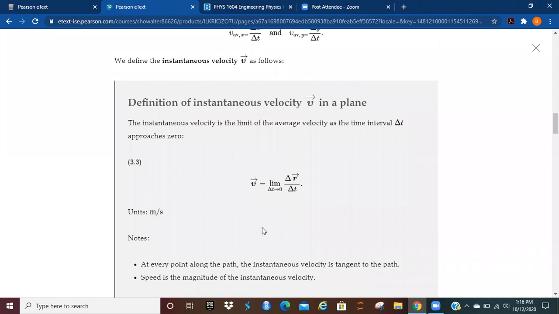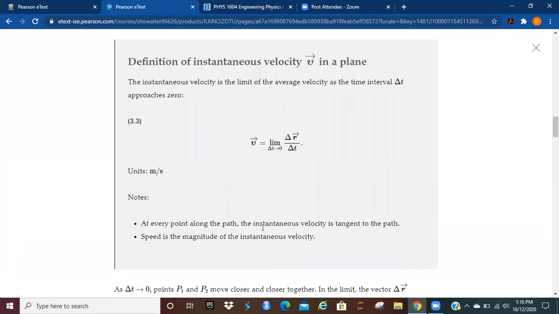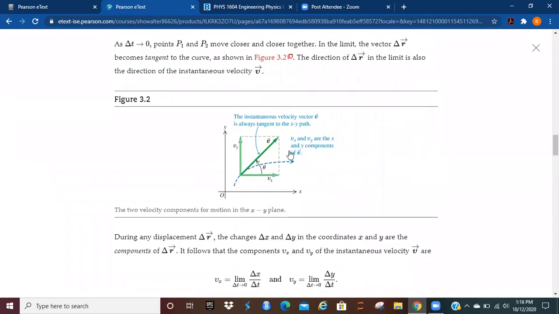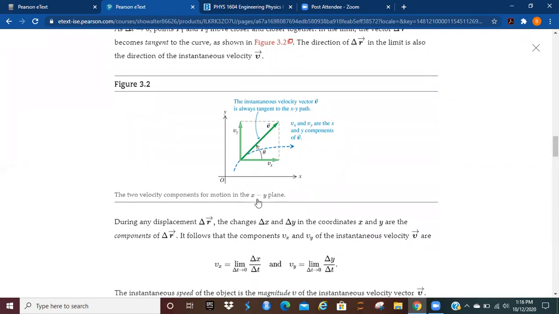So again, we've got our discussion of instantaneous velocity here. At every point along the path, the instantaneous velocity is tangent to the path, and speed is going to be the magnitude of that instantaneous velocity. If we look at our graph here, you can kind of see the angle that's being made between Vx, Vy, and the velocity vector V. Obviously, the velocity is not moving all in this direction or all in that direction, but a combination of the two.